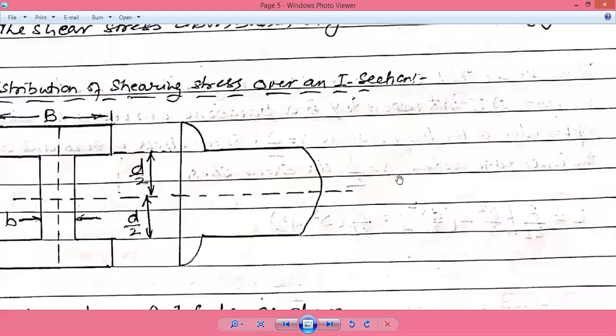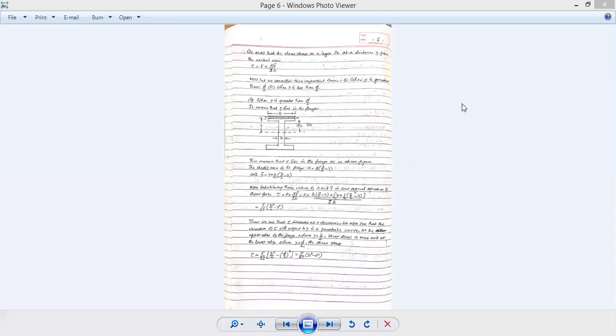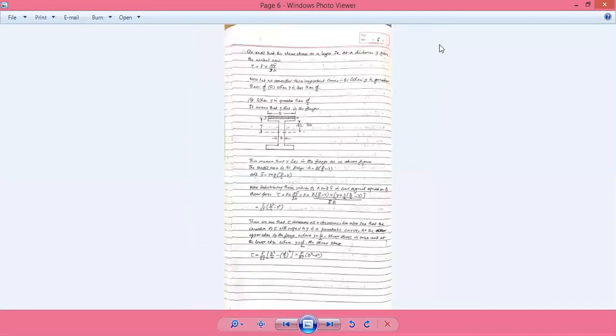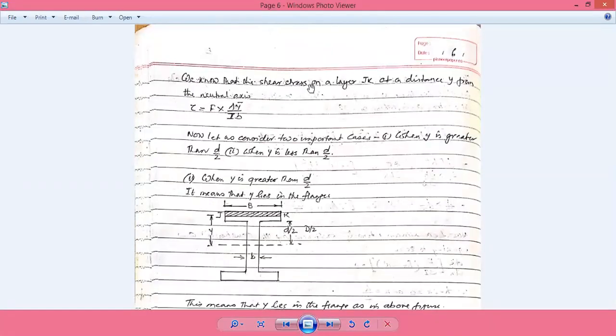Let us go through the next portion. Now we know that the shear stress on a layer jk at a distance y from the neutral axis is given by this equation, tau equals F multiplied by A y bar divided by I into B. Now, let us consider two important points: when y is greater than d by 2 and when y is less than d by 2.